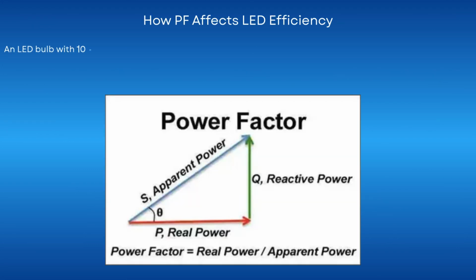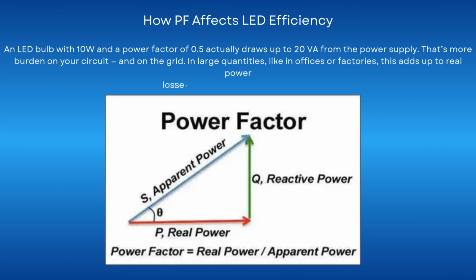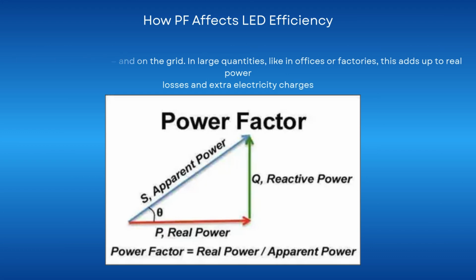An LED bulb with 10 watts and a power factor of 0.5 actually draws up to 20 volt-amps from the power supply. That's more burden on your circuit and on the grid. In large quantities, like in offices or factories, this adds up to real power losses and extra electricity charges.